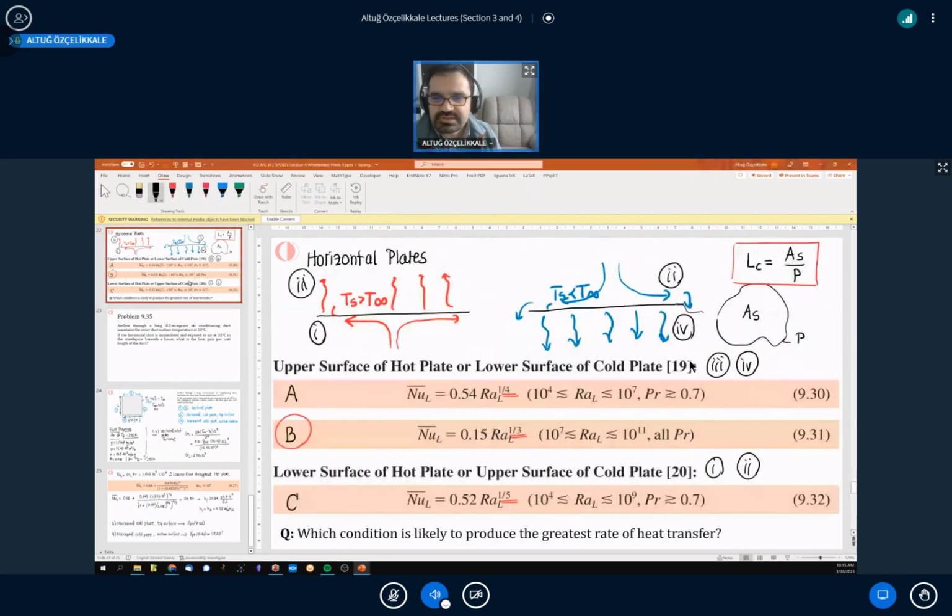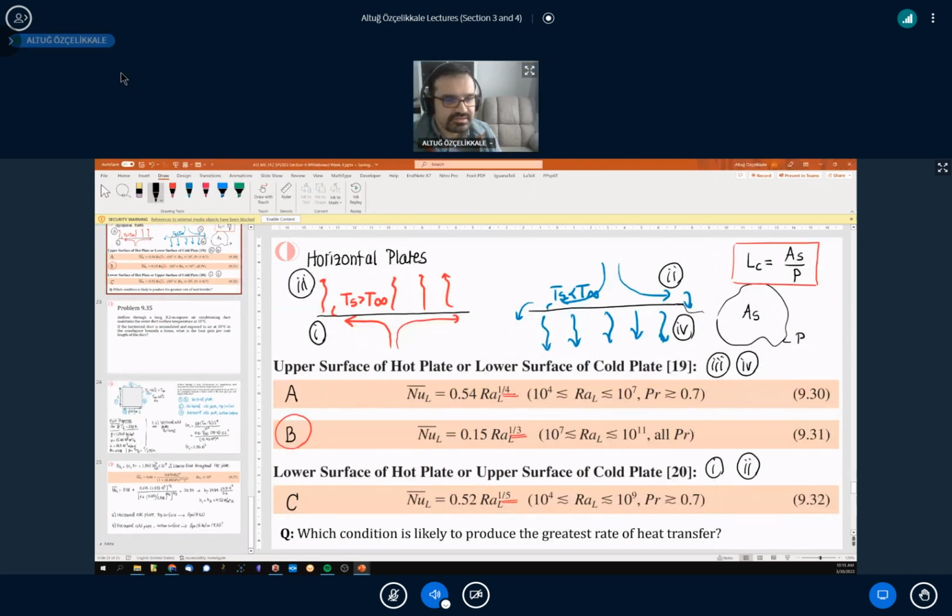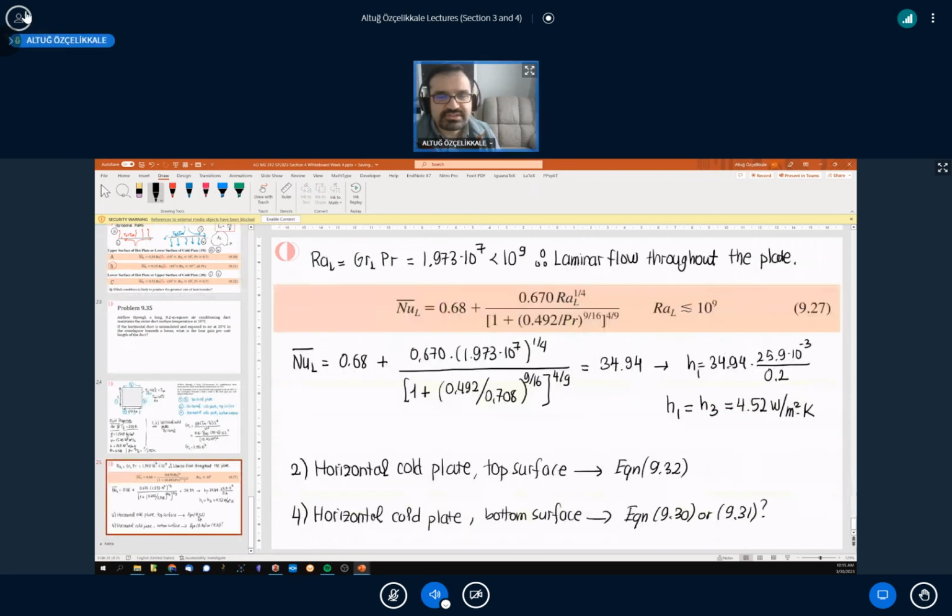Okay, so here we have two equations. They are for different Rayleigh number ranges. Which one are we going to pick? Based on our Rayleigh number knowledge, we can pick, but that wouldn't be accurate, right? Because we need to calculate the Rayleigh number again, because for those correlations, the definition of Rayleigh number is different.